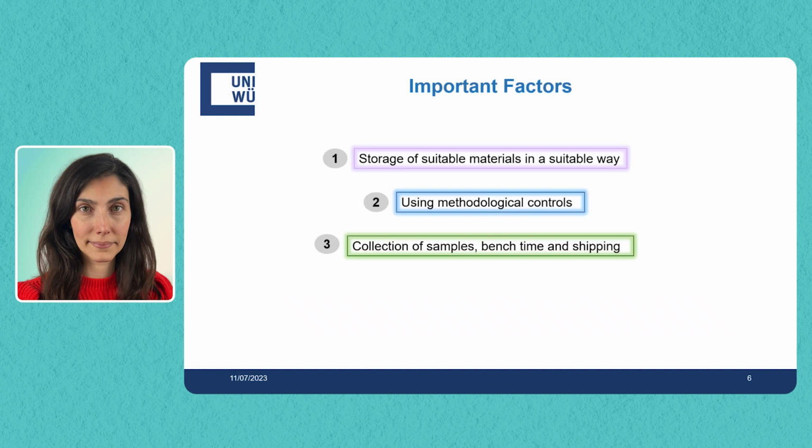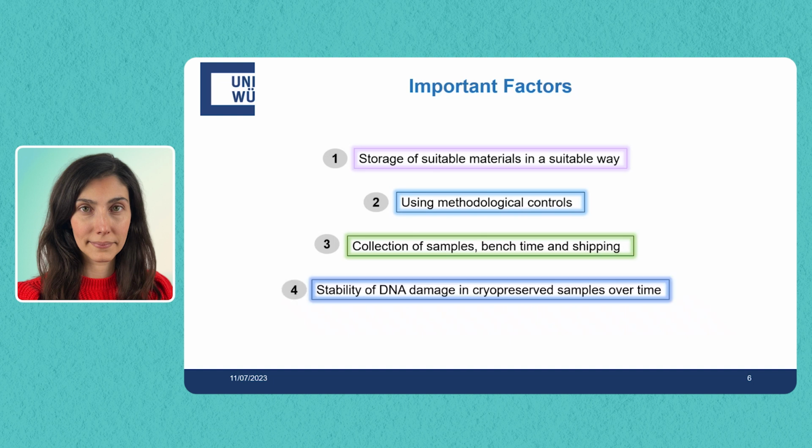And during the collection of samples, bench time and shipping, if you have a multi-center study, can affect the results, as well as after thawing. If you have one sample lying longer than the other one, it can also affect. So you have to optimize the collection conditions, bench time, and if it's shipped, under what condition it needs to be shipped has also to be considered. And finally, stability of DNA damage in a cryopreserved sample over time is a question. So if you have the samples for decades, you have to understand what the effect of this long-time storage is on the quality of your analysis.